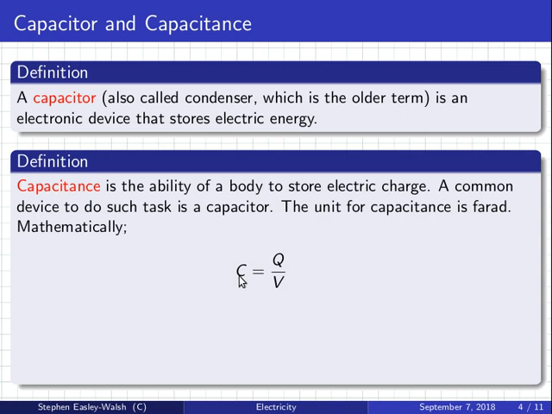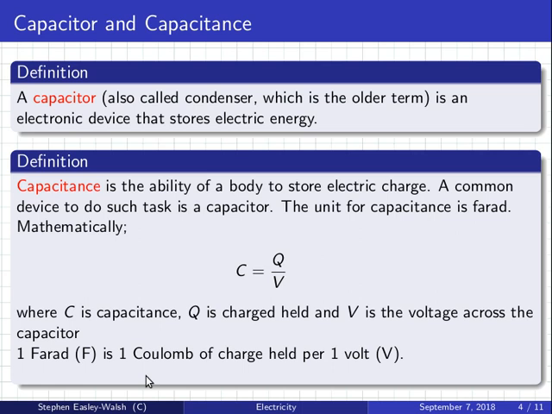The unit we measure this in is the farad. If you look at this, a farad is the same as a coulomb per volt. So one farad is 1 coulomb of charge held per 1 volt. Now, for the exam, you just need the formula and the definition of the farad. This formula here is what you need. Of course, you need to know what the letters stand for. I don't need you to write all of this. You can just start with C equals Q over V.